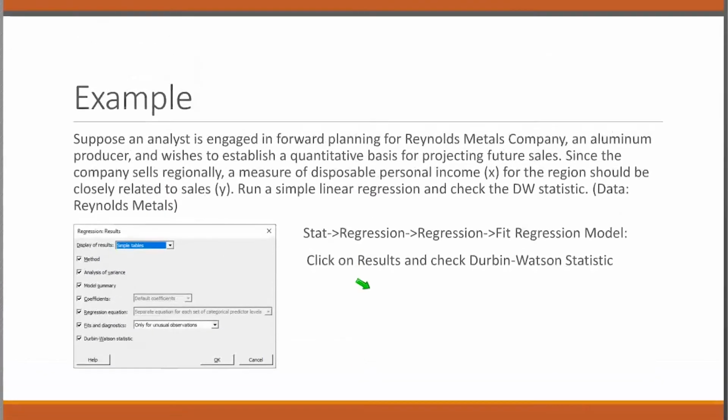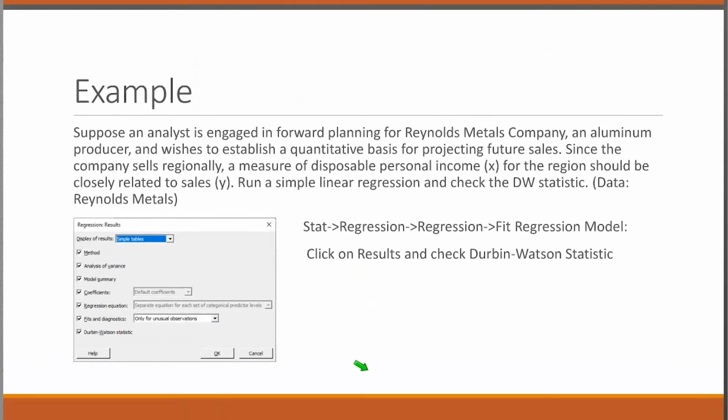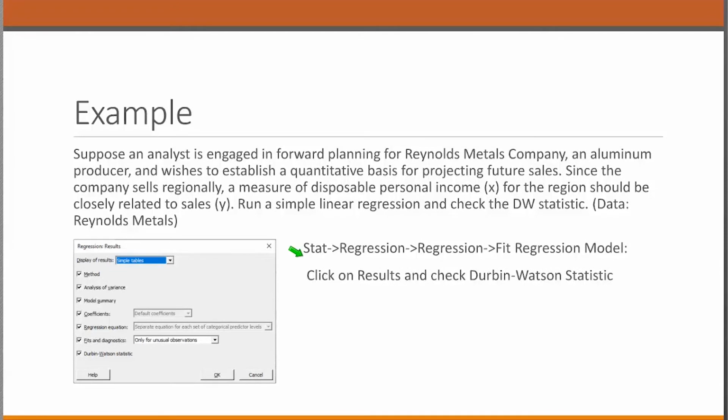So let me show you one example, one application where we look at the DW and make a decision as to whether there's serial correlation or not. It says, suppose an analyst is engaged in forward planning for Reynolds Metals Company and wishes to establish a quantitative basis for projecting future sales. Since the company sells regionally, a measure of disposable personal income for the region should be closely related to sales. Run a simple linear regression and check the DW statistic. Let me move to my Minitab.